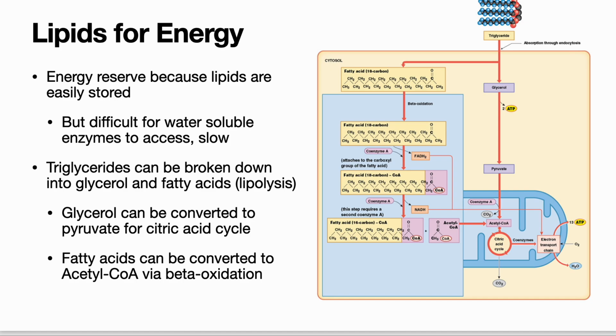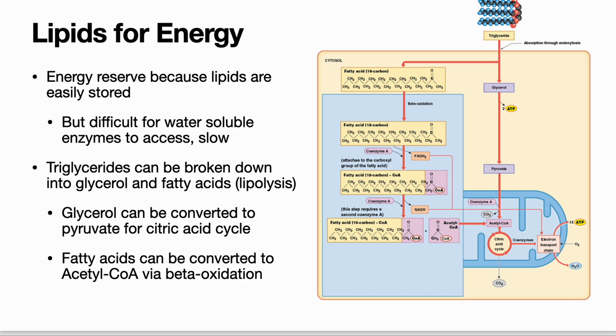And then that glycerol can be converted to pyruvate, and pyruvate, of course, can then go into the citric acid cycle. It would be converted into acetyl-CoA and then actually bind up with enzymes in the citric acid cycle to extract more electrons and hydrogens, give off carbon dioxide, and all of the things that you already know about the citric acid cycle. Fatty acids actually are converted directly to acetyl-CoA, and that process is something called beta oxidation.